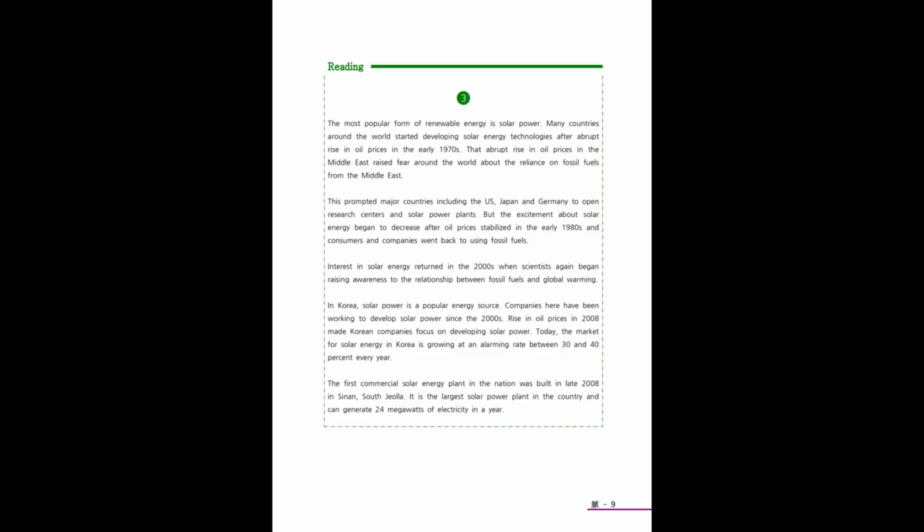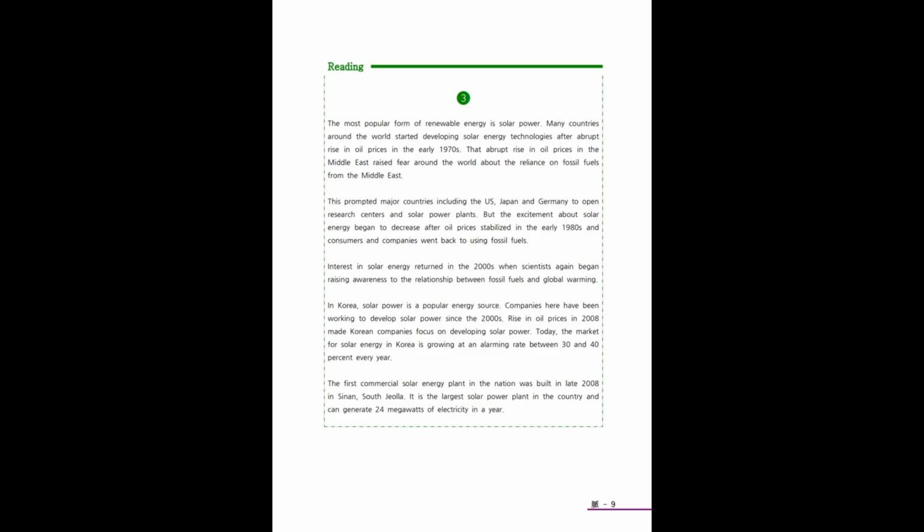and global warming. In Korea, solar power is a popular energy source. Companies here have been working to develop solar power since the 2000s. Rise in oil prices in 2008 made Korean companies focus on developing solar power. Today, the market for solar energy in Korea is growing at an alarming rate between 30 and 40% every year.